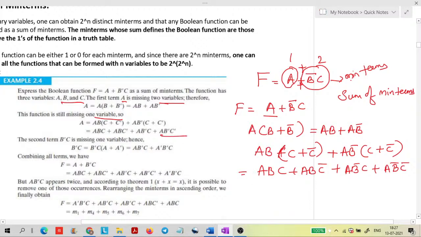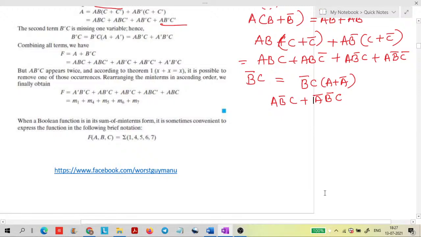So this is the first term that we took, and now the second term, that is b bar c. This also is missing one variable. Which variable is missing? A. So that is b bar c into a plus a bar. So this we can write as ab bar c plus a bar b bar c. So this is for the second term.